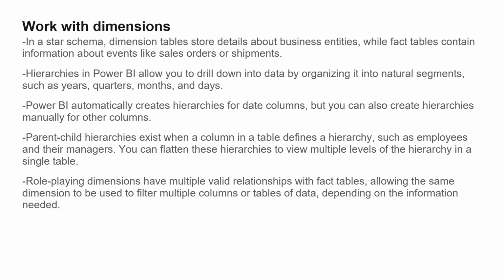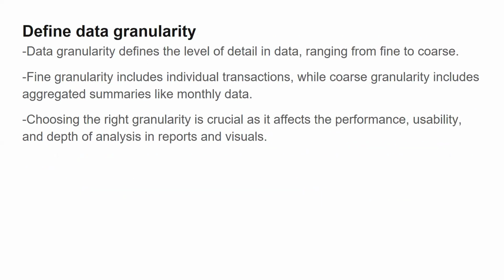So, working with dimensions: a dimension stores details about business entities, while fact tables contain information about events, such as sales orders or shipments. Then we have a parent-to-child hierarchy, whereby a parent table is the one with the primary key, and that primary key works as a foreign key in the child table.